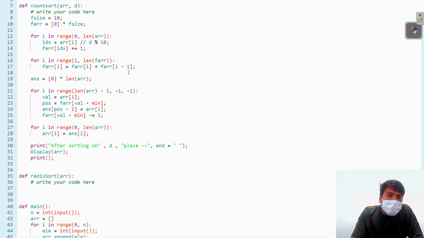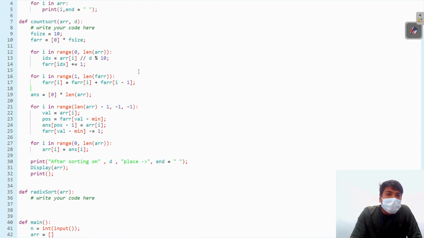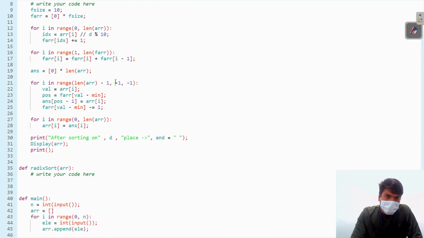Now it is fine here. Frequency is fine here. Now this value here also will be divided by d and mod by 10. So this is it, no min, and here also no min.